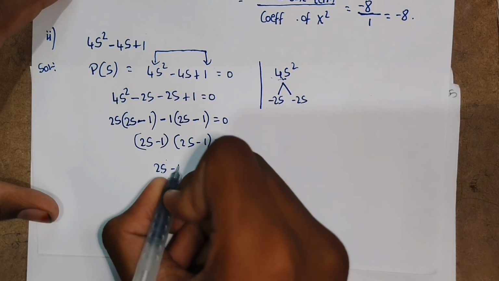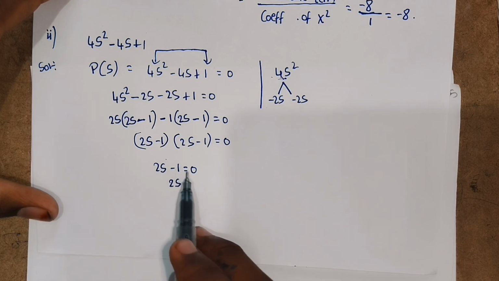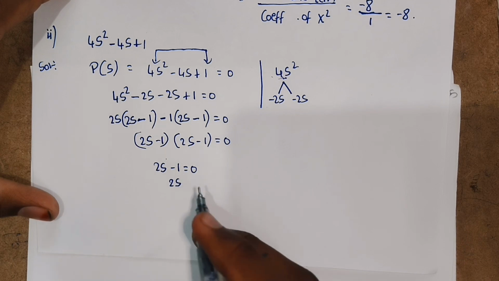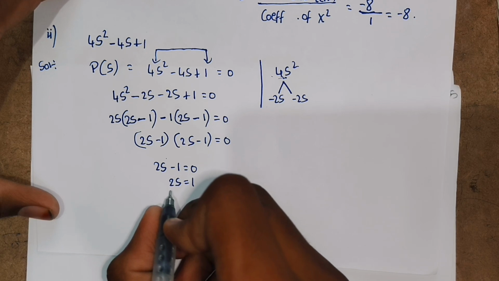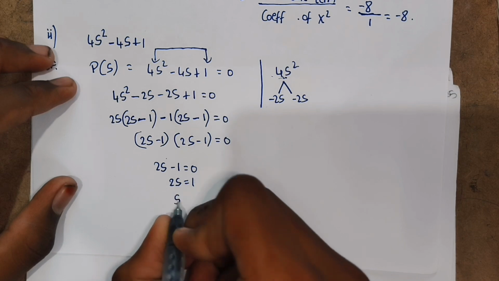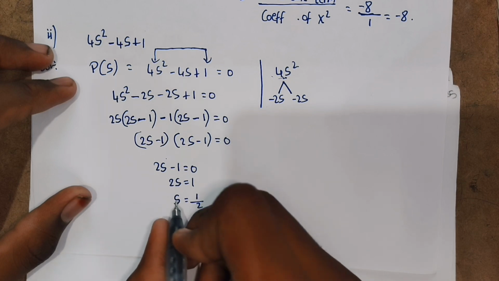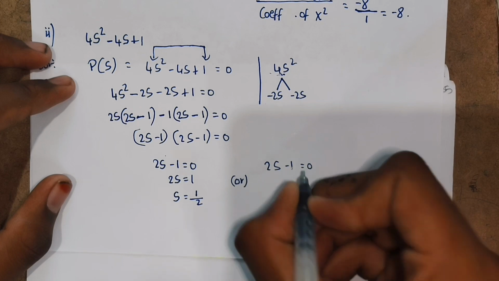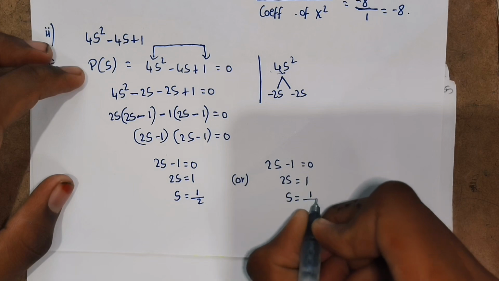It means 2s minus 1 equals to 0. When 2s minus 1 equals to 0, if we transfer minus 1 to the right side, it will get 2s equals to plus 1. Here 2 is multiplying with the s. So if we transfer 2 to that side, we will get division. So s equals to 1 by 2 or 2s minus 1 equals to 0. Both the factors are same. So 2s equals to 1, s equals to 1 by 2.